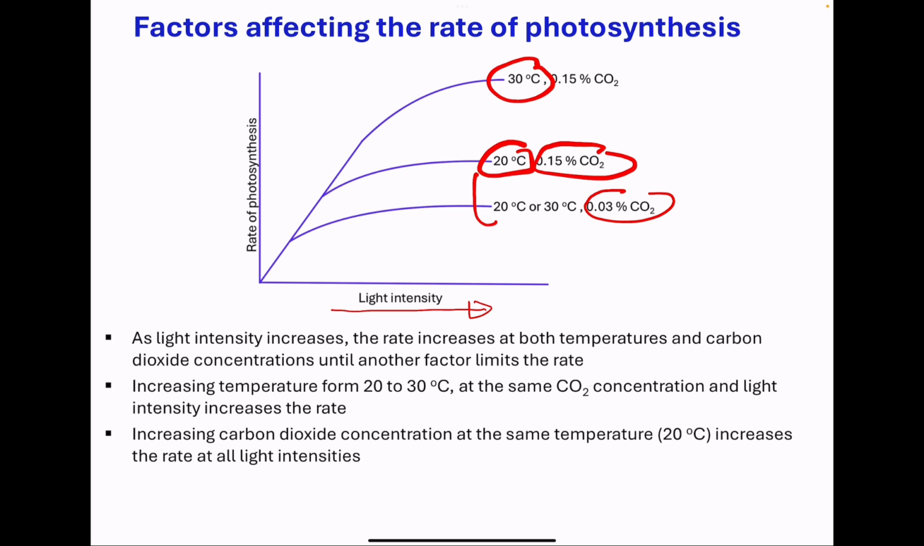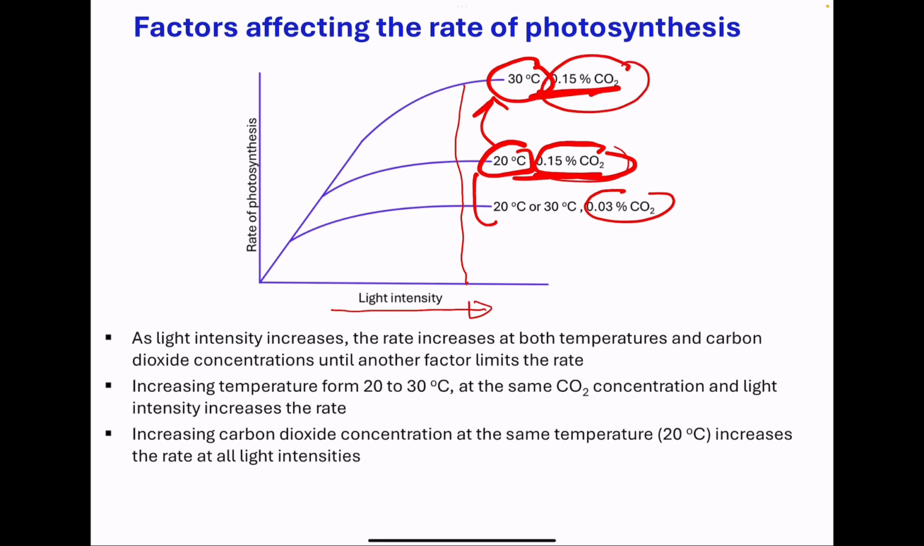And then as temperature increases, I'm going to consider the experiment where temperature changes, but the concentration of carbon dioxide is the same. This is this experiment and that experiment. The concentration of carbon dioxide, or the percentage, is 0.15%, where the temperature changes from 20 to 30. If I draw a vertical line to show the same light intensity, consider this at the same light intensity and the same carbon dioxide concentration.